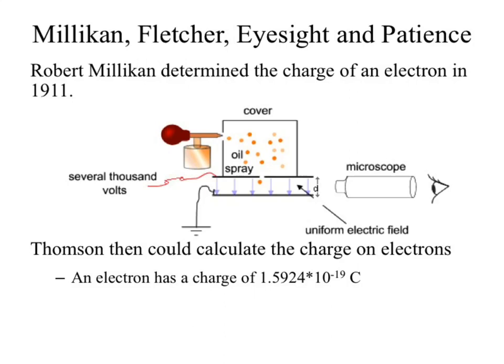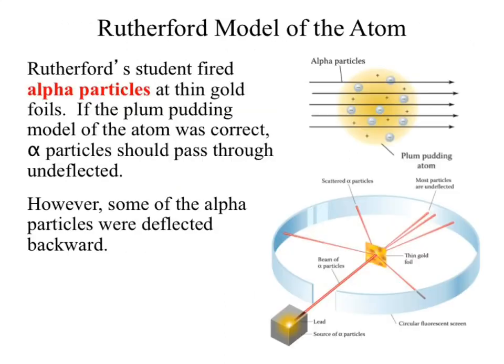So Millikan gets us that we have a charge on our electron. We'll notice that is a very small charge, and we've got coulombs. You don't really need to know that other than we now know its charge. The next big scientist to come along was Rutherford.